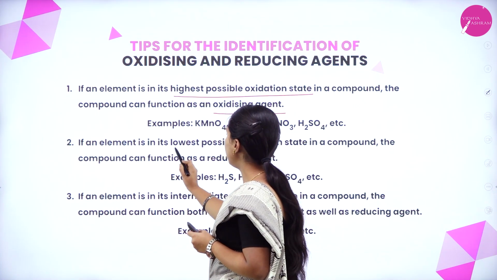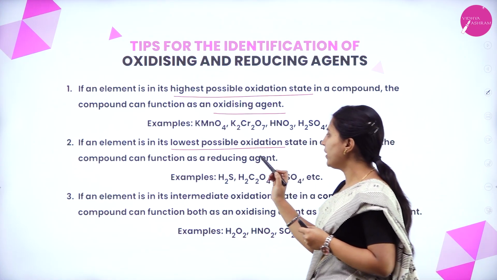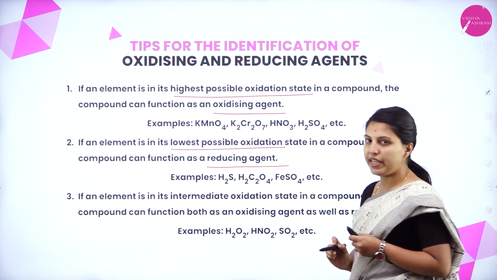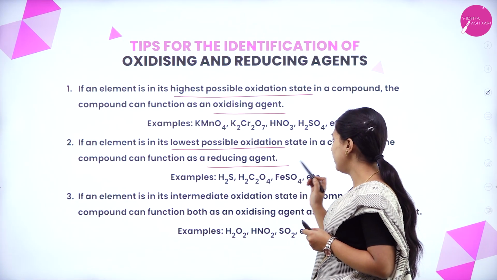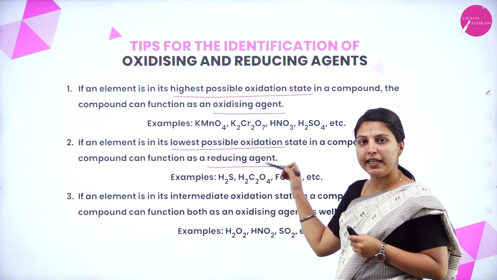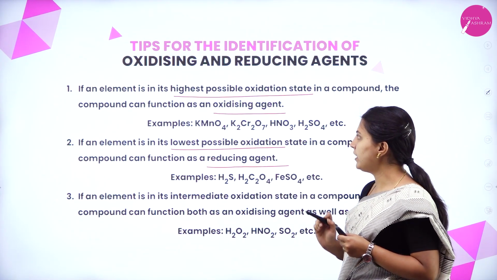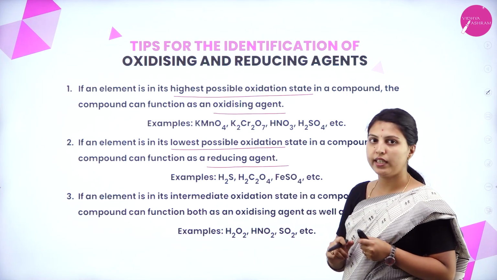If an element is in its lowest possible oxidation state in a compound, the compound can function as a reducing agent, like H2S, H2C2O4 (oxalic acid), ferrous sulfate, etc. Here the oxidation number will be less, that's why it is considered the lowest possible oxidation number, so it is a reducing agent.